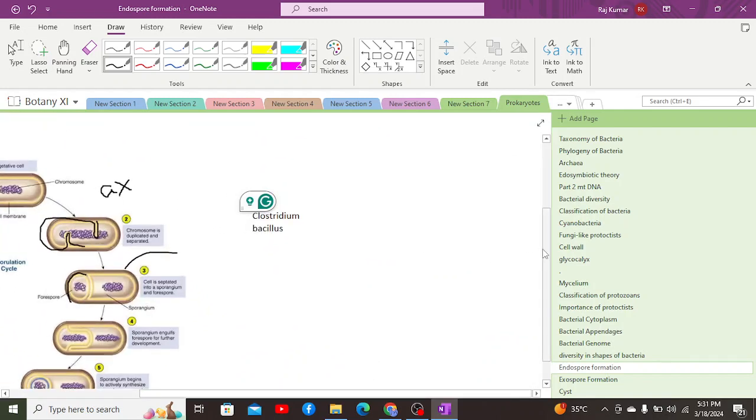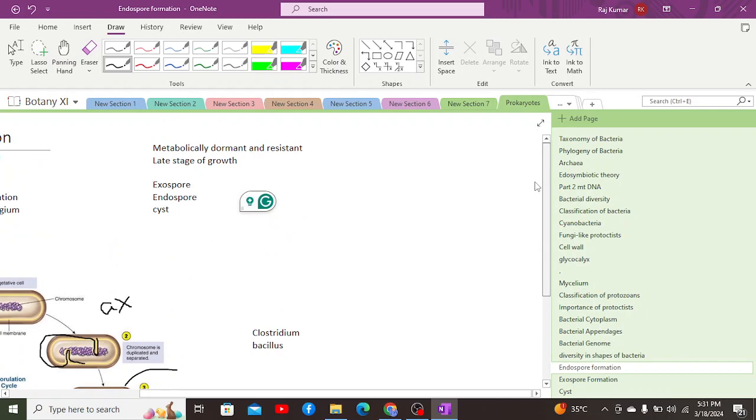Moreover, endospore is highly resistant to temperature, desiccation, environmental harms, antibiotic resistant, as well as chemical resistant, drugs resistant, heavy metals resistant.